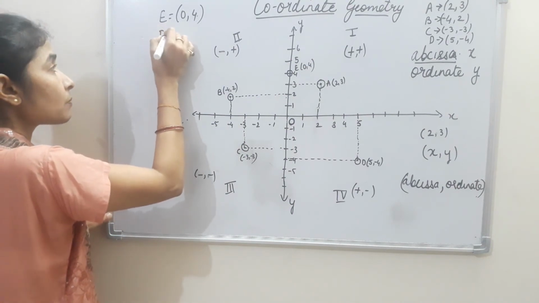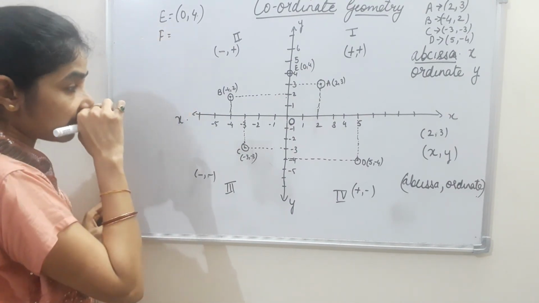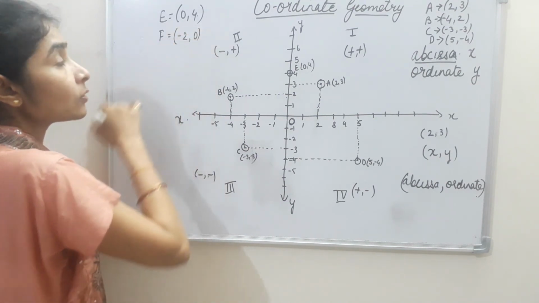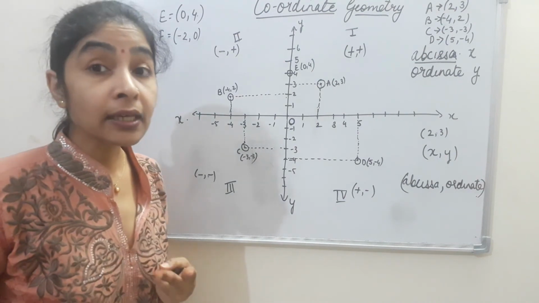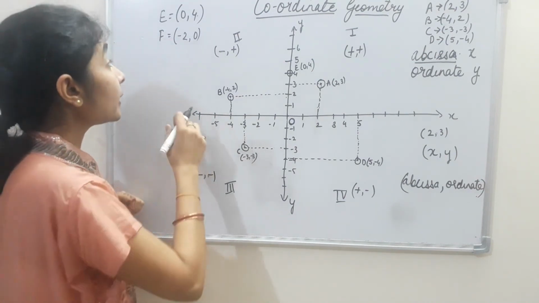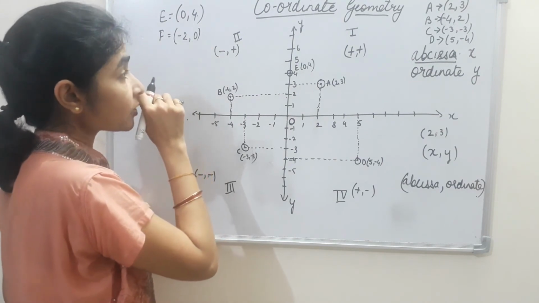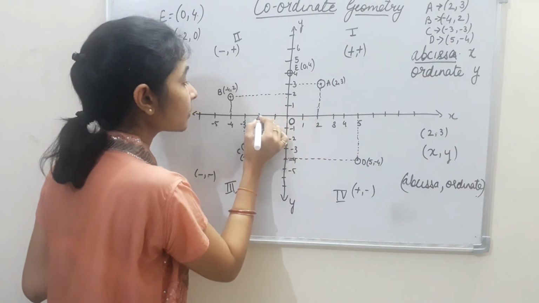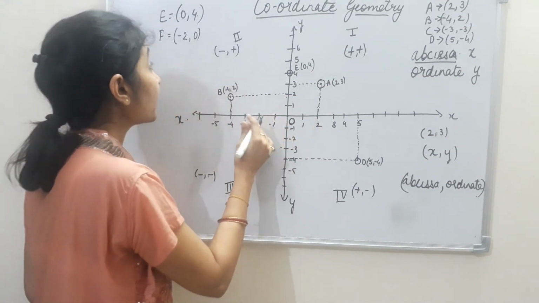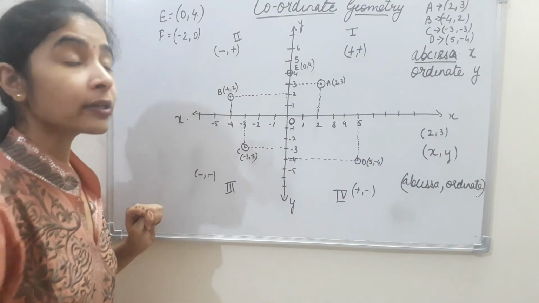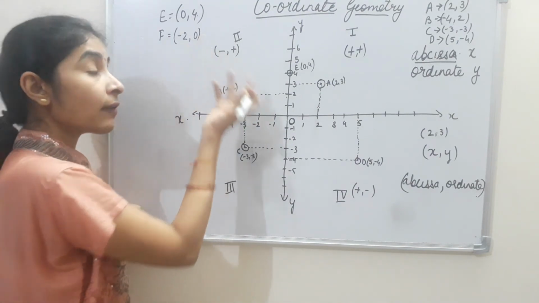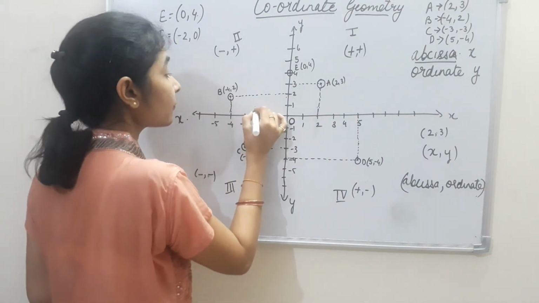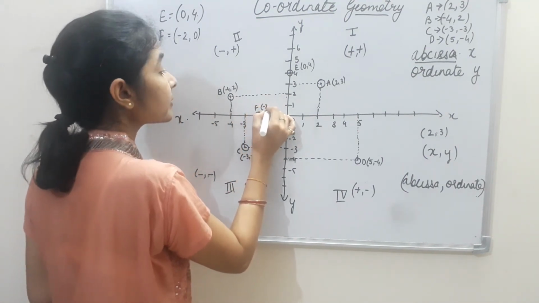Now one more example I will take. Suppose we are supposed to mark a point F in which we are given x is equal to -2 and y is equal to 0. In this case, what are we supposed to do? Again, x is equal to -2, so we move on this side, the left-hand side. But we can't move vertically upwards or downwards. Why? Because y is equal to 0. So the point lies here itself, and that is point F (-2, 0).